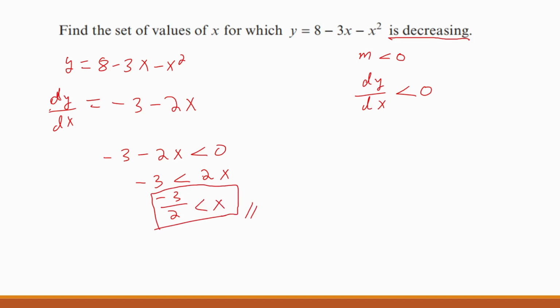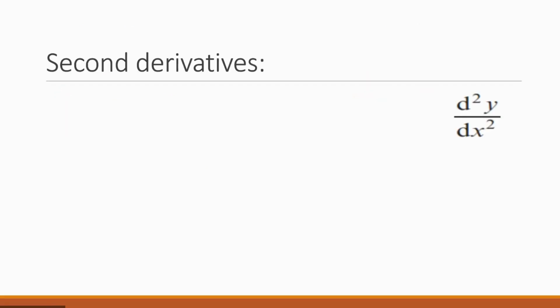So now let's move on. Now we have second derivatives. Second derivatives can also be known as double derivatives. Basically these are just the rate of change of gradient, or the rate of change of dy over dx, and these are used to find the nature of points, basically to know if a point is a maximum or a minimum point. We are going to get to that in a second.